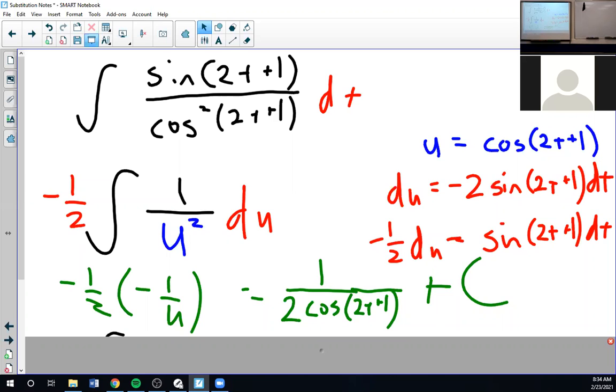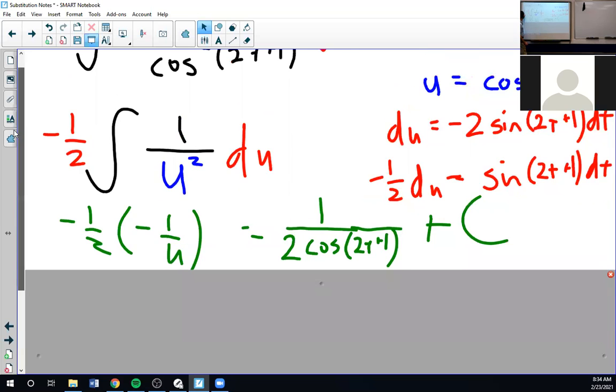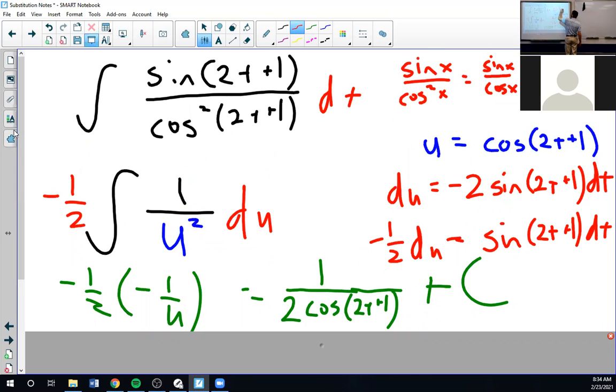Now, there is actually another way that you can do this without a u substitution. That looks very complicated, but check this out. Let me rewrite this so that you can see this. Sine of x over cosine squared of x would equal sine of x over cosine of x times 1 over cosine of x. That means the same thing.